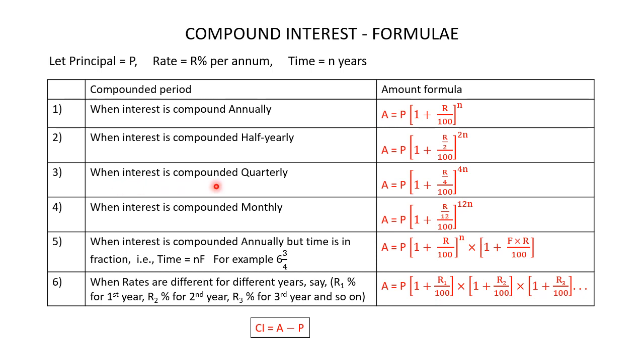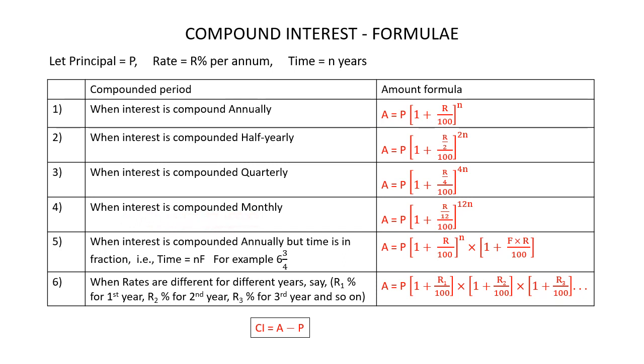When interest is compounded quarterly. Now we know that in 1 year there are 4 quarters. So to find the rate of interest for each quarter, divide the annual rate of interest by 4. Also to find the number of quarters, multiply the time with 4. So when interest is compounded quarterly, the formula to find amount is A is equal to P multiplied by 1 plus R by 4 divided by 100 raised to the power 4N.